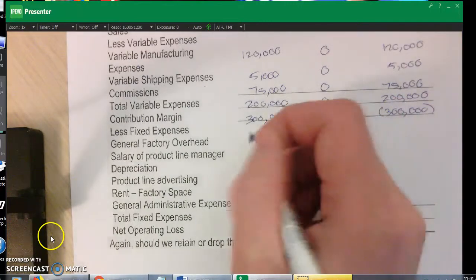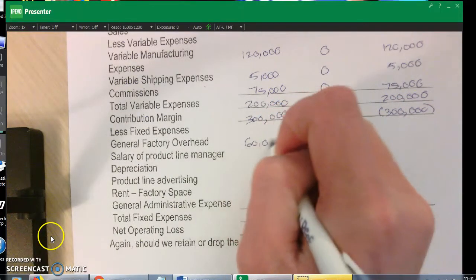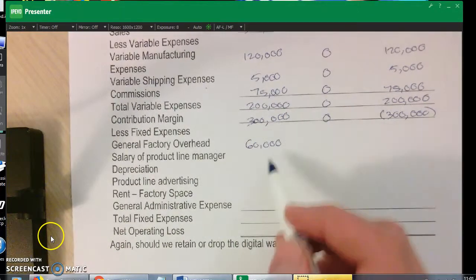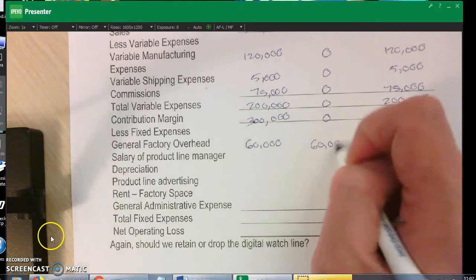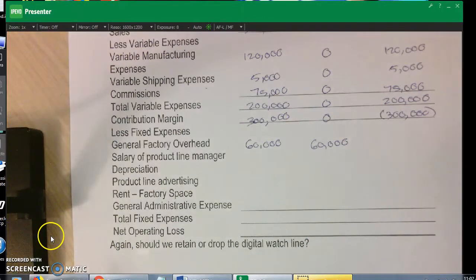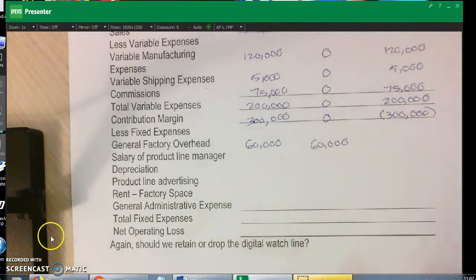And then we can look at our fixed expenses. So we can say our general factory overhead was $60,000. Now remember, that general factory overhead will just get shifted to another product line. So therefore, it's just going to stay around. It's going to get shifted to another line, but in total, it will stay around. So it's a zero. It's not an incremental cost.